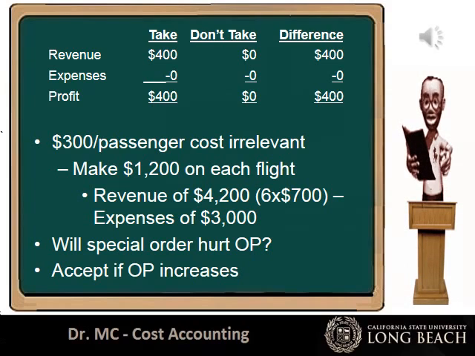Your only concern is whether accepting the special order will increase or decrease your profits. If you accept the special order, you will make $100 per person for a total of $400 without any extra costs. If you don't accept the special order, you will receive nothing. You should accept the special order because it will increase your profits.